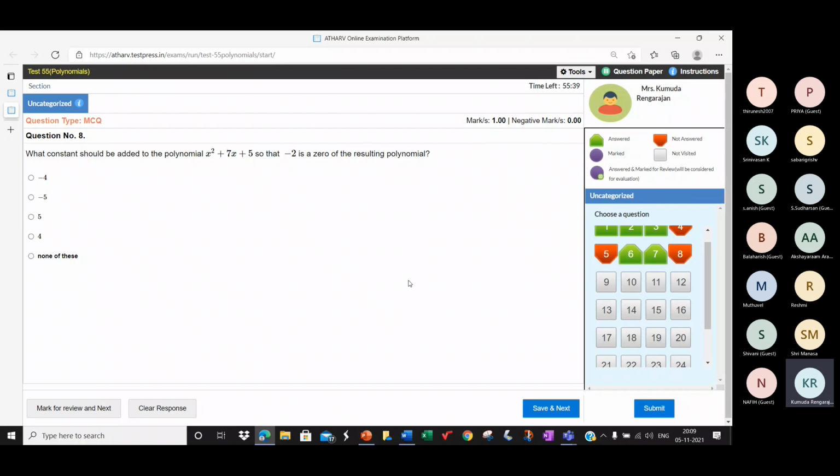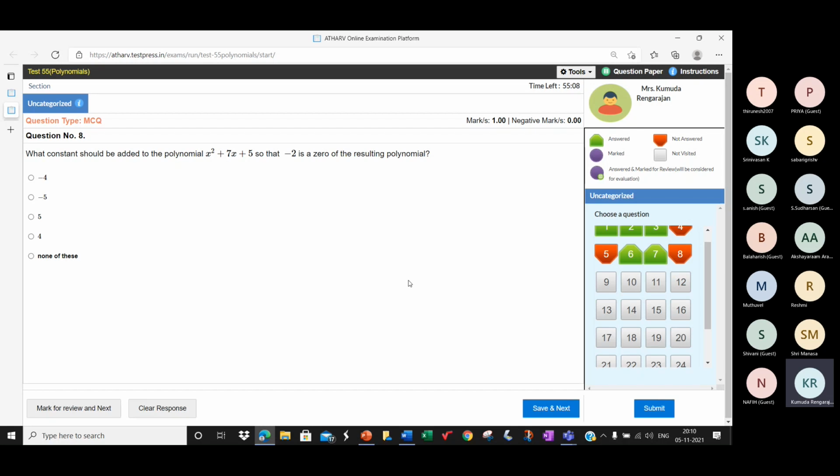What constant should be added to the polynomial? So let k be the constant. Let the constant k be added. So then what will be the polynomial? X squared plus 7x plus 5 plus k is equal to 0. On equating it to 0, x squared plus 7x plus 5 plus k is equal to 0. So we are assuming let k be added.